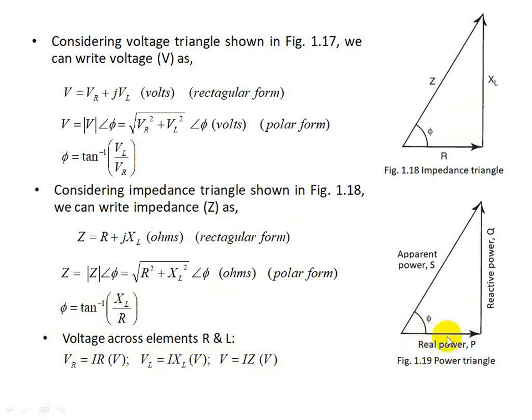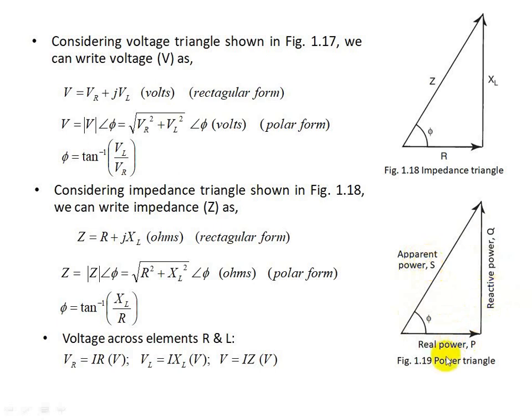Usually in an RLC circuit, the resistance is the component that will be consuming power. So real power is the utilized power, and the vertical component is reactive power. It is denoted by capital Q, and the vector addition of these two powers is apparent power S. So apparent power is the product of V into I, volt ampere, and real power P is VI cos phi, and reactive power is VI sin phi.